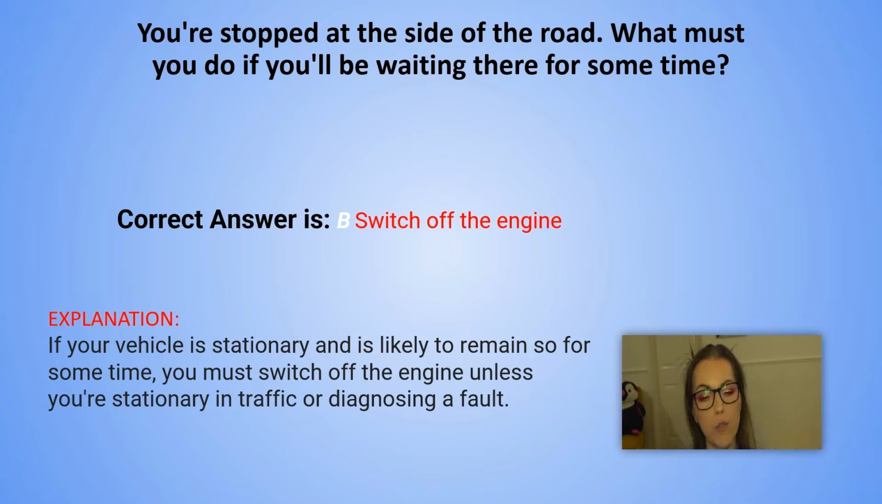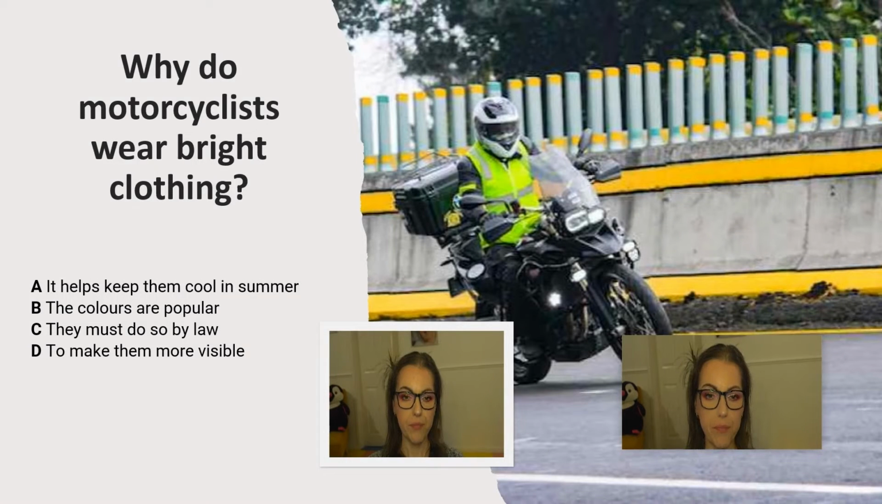And let's move on to the next question. Why do motorcyclists wear bright clothing? A. It helps keep them cool in the summer. B. The colors are popular. C. They must do so by law. D. To make them more visible.